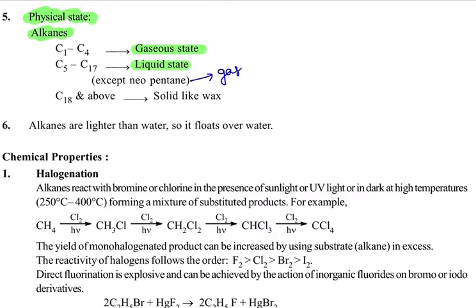C18 and above are solids, colorless solids like wax, and alkanes are lighter than water, so they float over water. Alkanes are lighter than water. They may have higher molecular weight, but there is no hydrogen bond in alkanes.